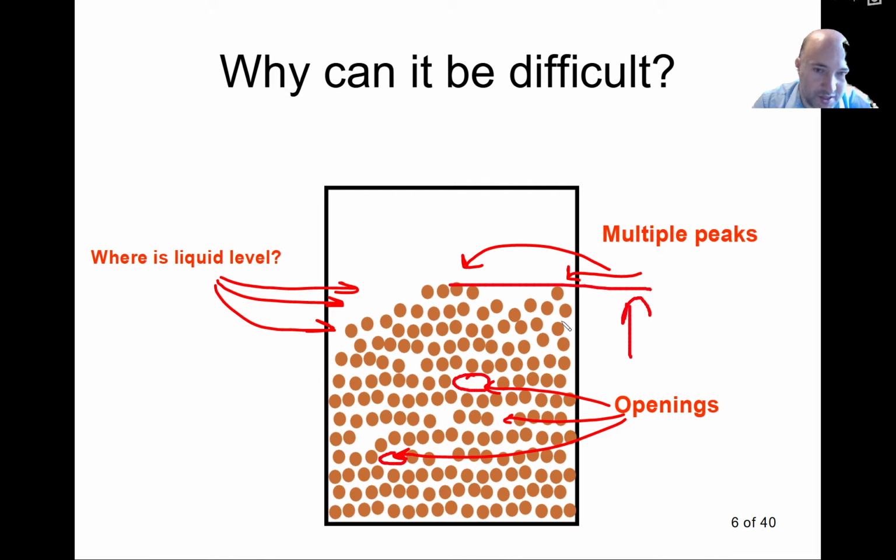So the safest way here, if it's possible, would probably be to weigh the entire tank, and then you get the weight of your solid. So again, it might be difficult to measure the solid level in some tanks.